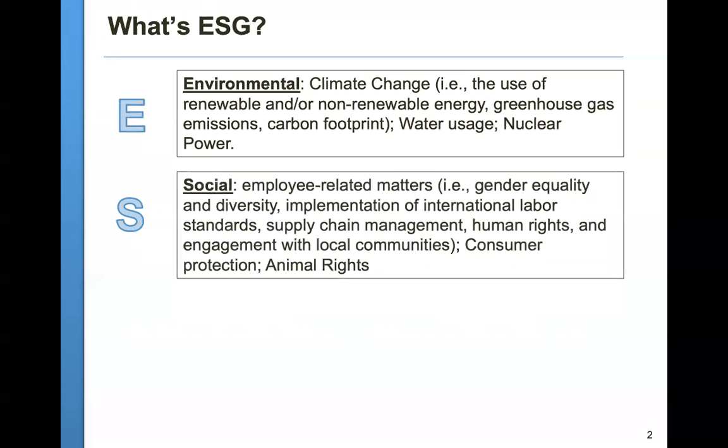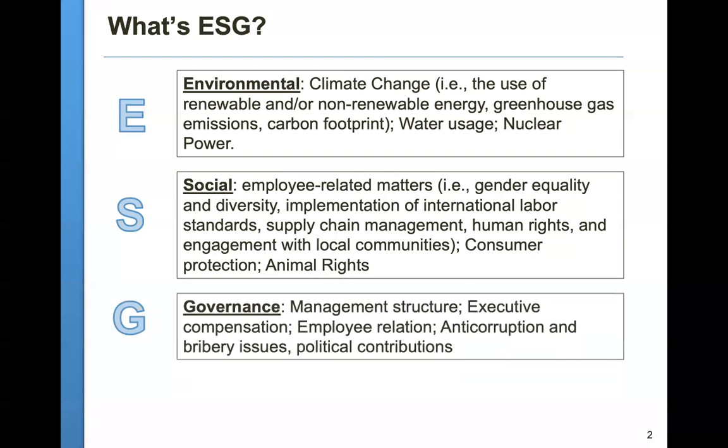The second part is the S. S refers to the social. Social means we should not only pay attention to shareholder protection. We also need to pay more attention to the stakeholders, including the local community, employees, so all the stakeholders that have a relationship with the company.